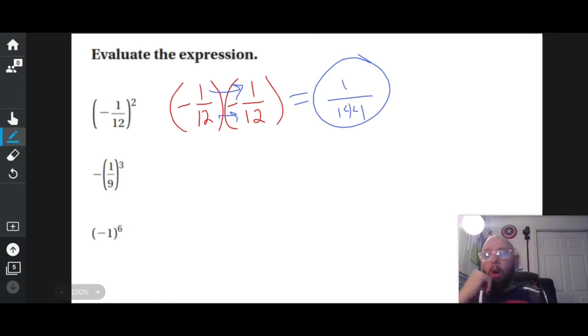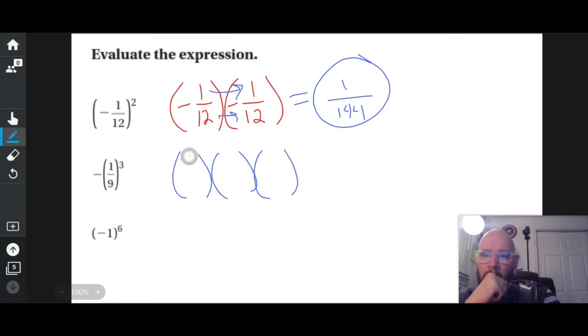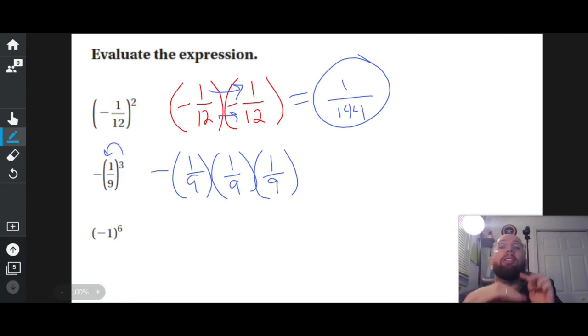Different here. What's my cubed attached to? The parentheses. So I'm going to write out the parentheses 1, 2, 3 times. Inside the parentheses, I have 1/9, 1/9, and 1/9. Where's my negative? Way out front. Why didn't I write out my negative 3 times? Because the cubed is attached to the parentheses, not the negative.